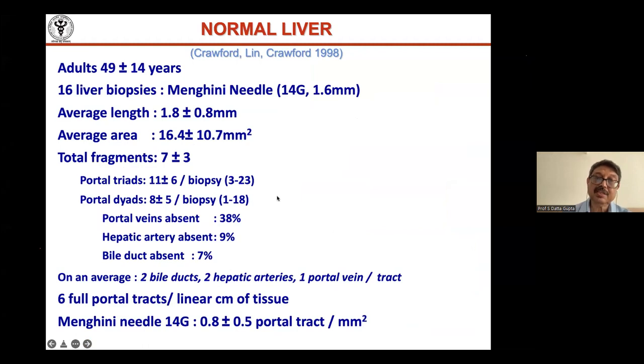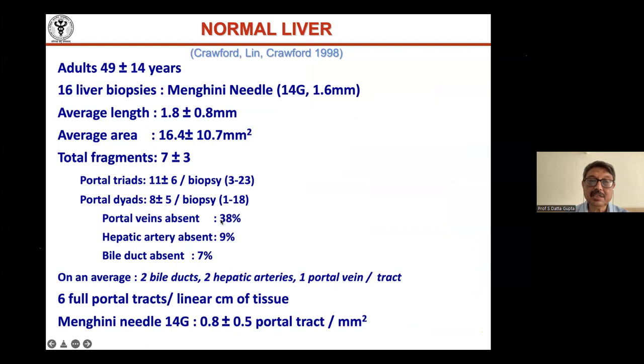Because you see all the three, that is why it's called portal triad. But it's not necessary that in every case you'll see all the three structures in all the portal tracts. You may see one of them absent. Usually the portal vein may not be seen.